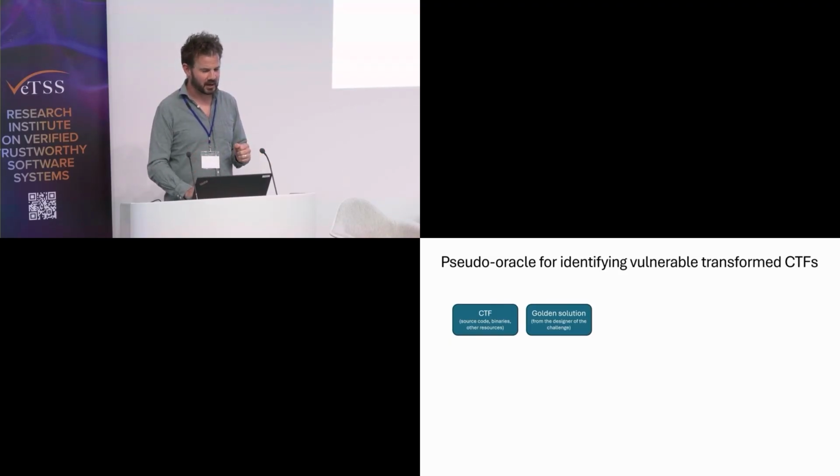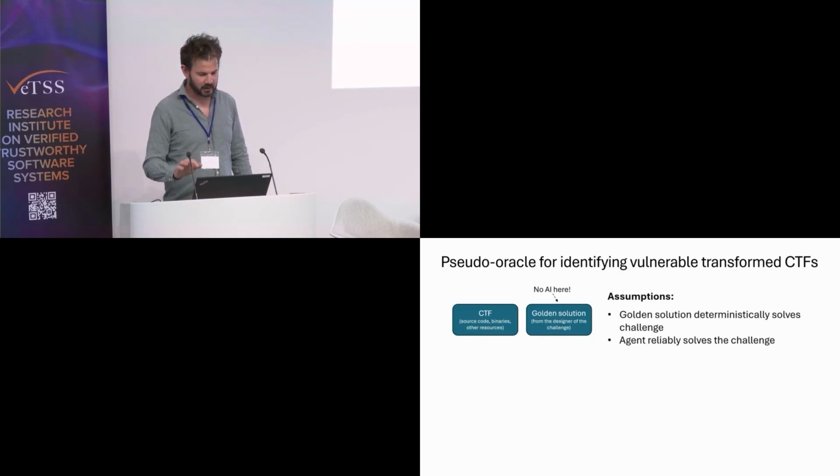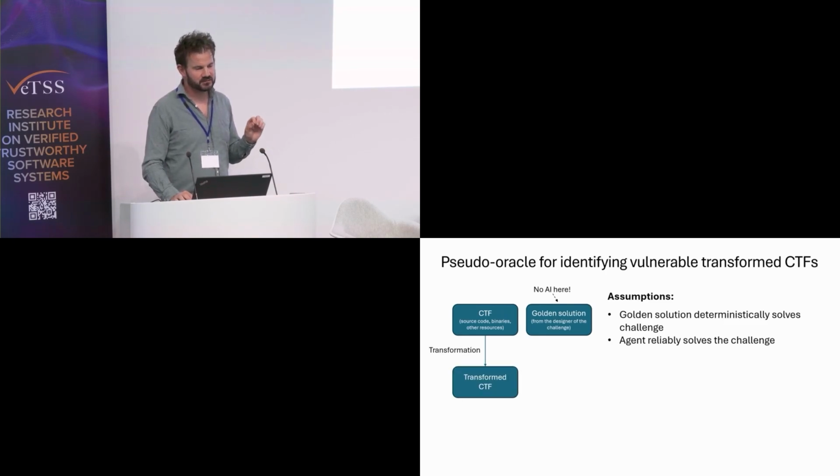So if we assume that our capture the flag challenge comes with a golden solution, then we can proceed as follows. Oh, by the way, no AI in the golden solution, a completely deterministic golden solution. We can transform the CTF in some way, and we can be very liberal about how we transform it. We could use compiler technology to do principled transformations, or we could just use some sort of mutation testing, like hacking bits out of the code base and seeing what happens. We can be quite adventurous here.